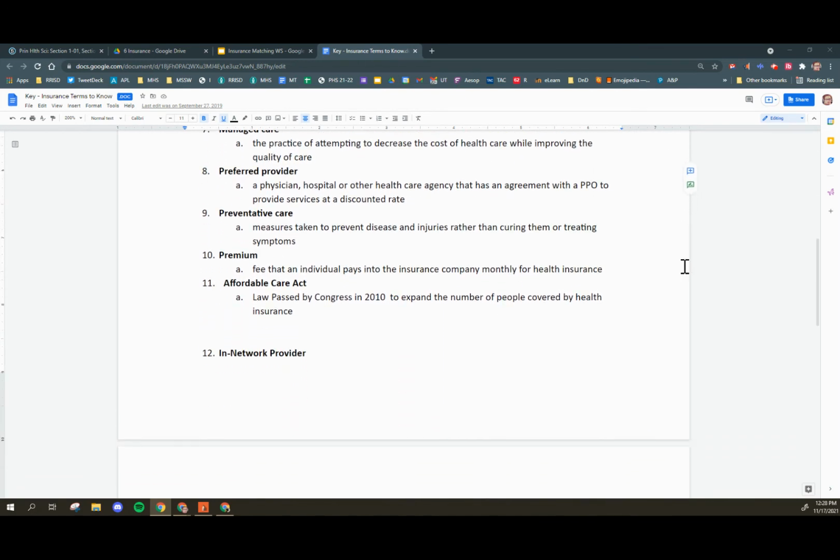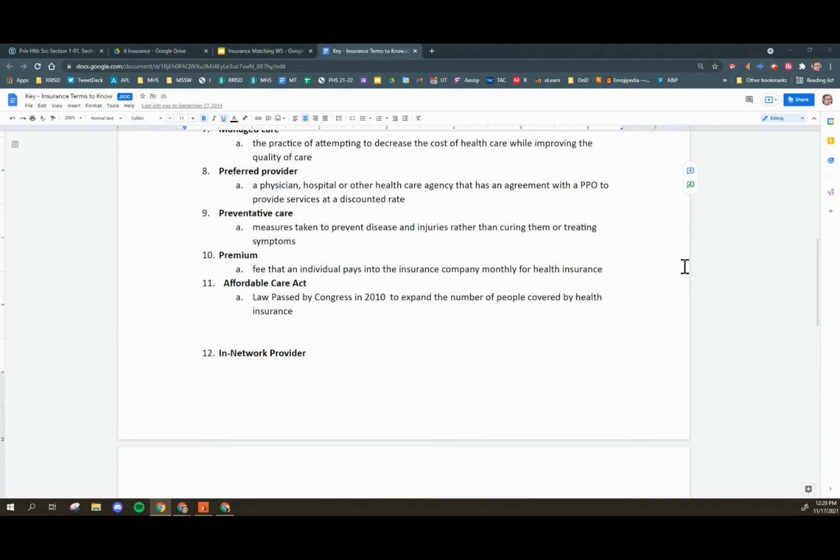Preferred provider. This is a physician, hospital, or other healthcare agency who has an agreement with a PPO to provide services at a discounted rate. If you see PPO in the definition, you think preferred provider as your answer.